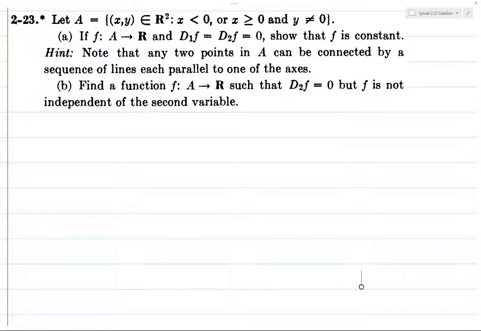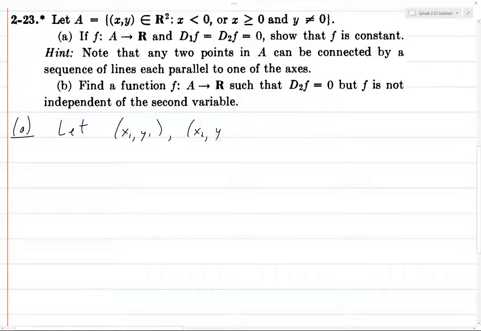Alright, so we have the set A, and we want to prove that if we have a function f defined on A such that the derivatives with respect to both x and y are 0, then f is constant. So let's start with part A. Let (x1, y1) and (x2, y2) be two points in A.